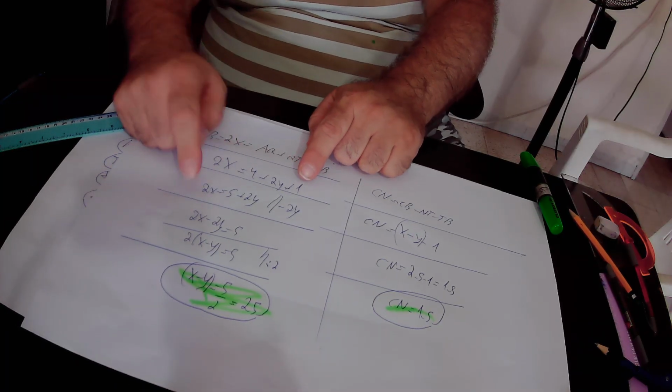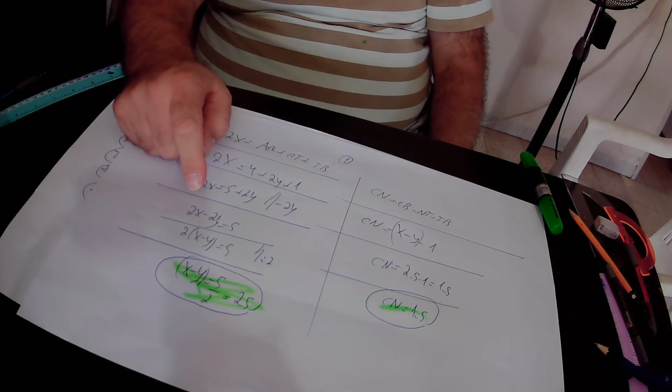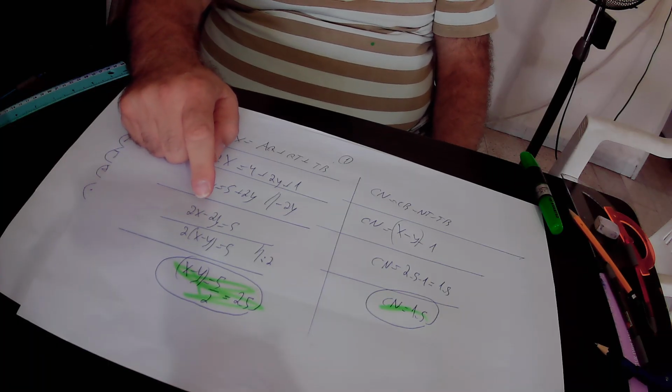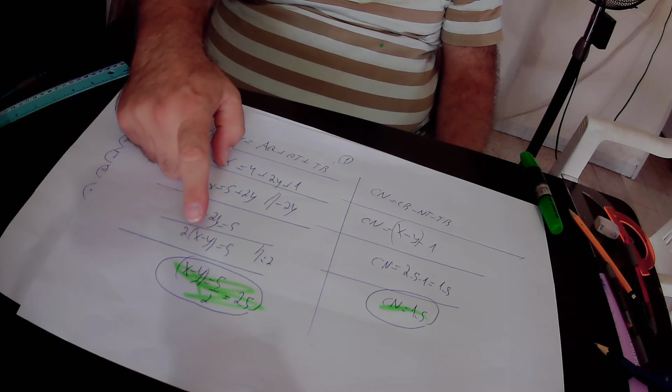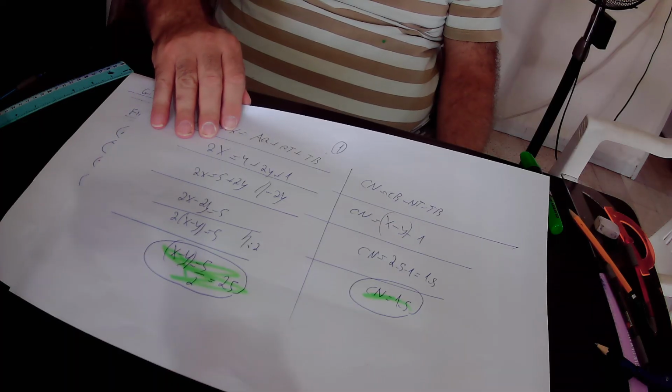Here we took 2 out as a common factor, so inside the brackets we are left with x minus y. So 2 times (x minus y) equals 5. Here we divided this equation by 2 and find that x minus y equals 5 over 2, that is 2.5. So x minus y equals 2.5 units in length.